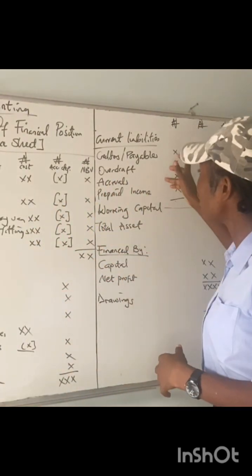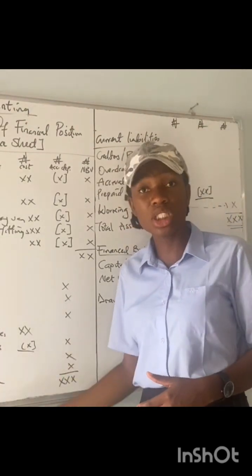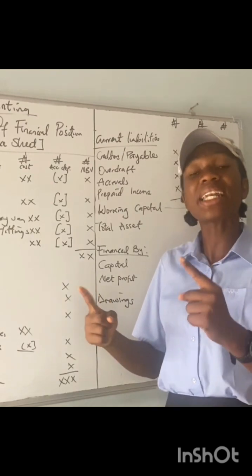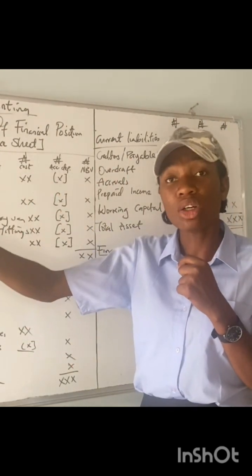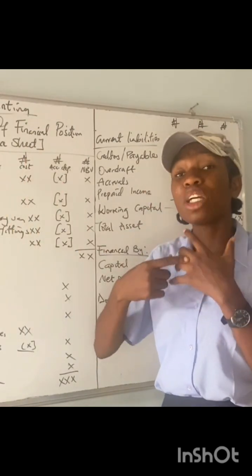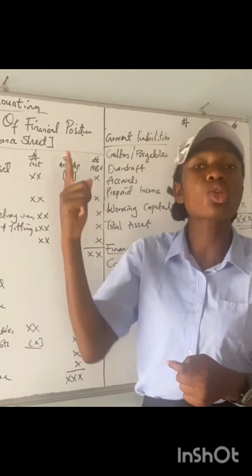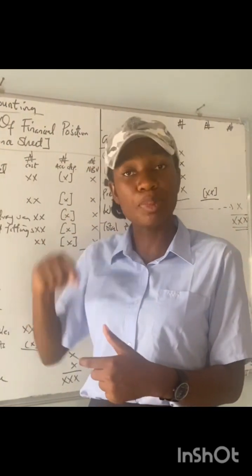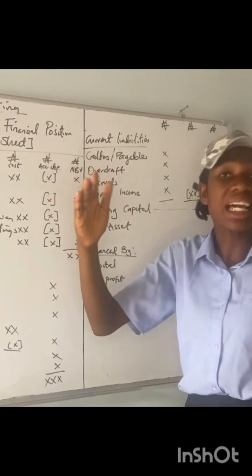Okay, now we have the prepaid income. In this case, it is the opposite of the accrued income, right? In this case, outsiders have paid the business for particular services that the business is yet to render, so the business is also owing those people who have paid. So everything you see here means the business is owing somebody, an obligation.